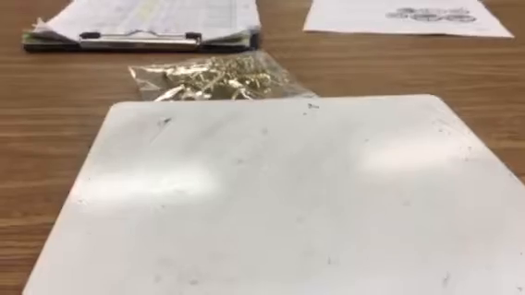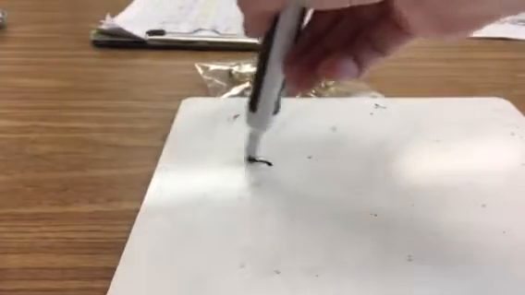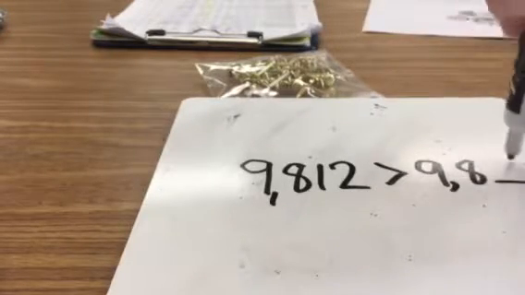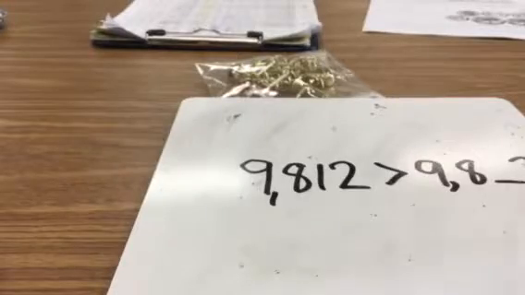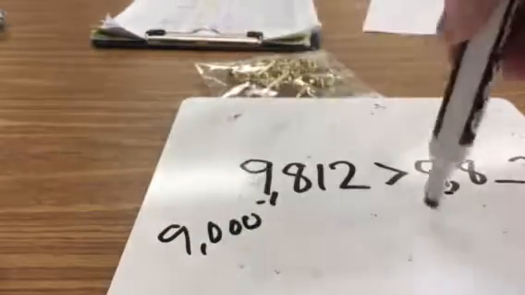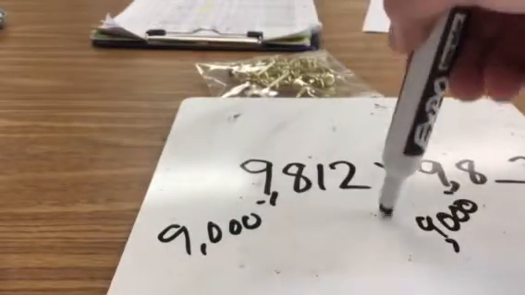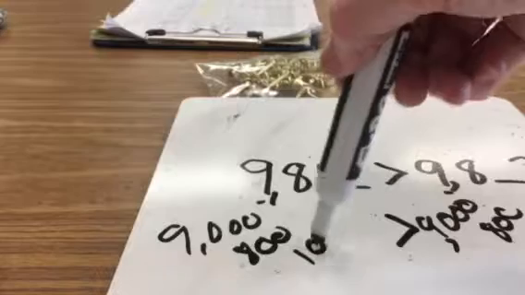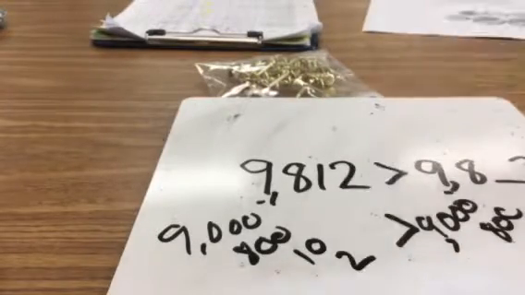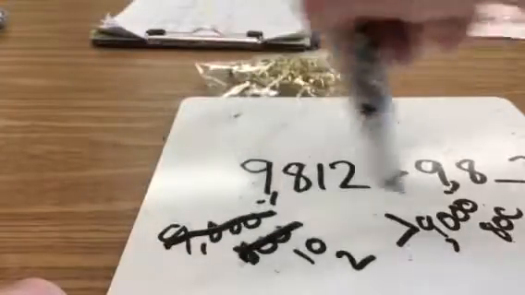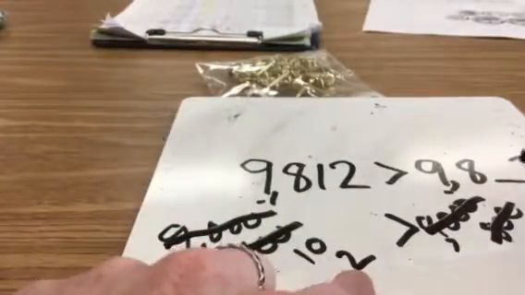Okay, sorry about that. Number 2, what digit would need to go on the line to make this statement true? 9,812 is greater than 9,80 blank 3. We have 9,000, we have 800, we have 10, we have something, and we have 2. Essentially these are the same, so we don't need to worry about this. How do we make 12 greater than something 3?